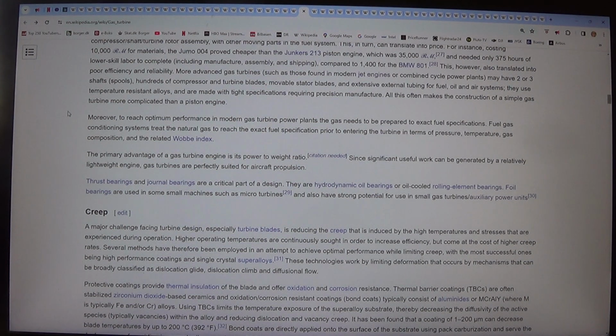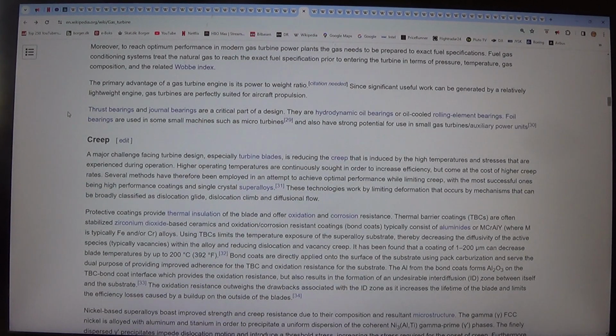The primary advantage of a gas turbine engine is its power-to-weight ratio. Since significant useful work can be generated by a relatively lightweight engine, gas turbines are perfectly suited for aircraft propulsion. Thrust bearings and journal bearings are a critical part of a design. They are hydrodynamic oil bearings or oil-cooled rolling element bearings. Foil bearings are used in some small machines such as microturbines and also have strong potential for use in small gas turbines/auxiliary power units.